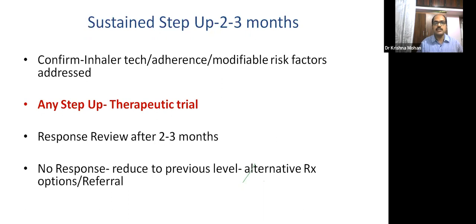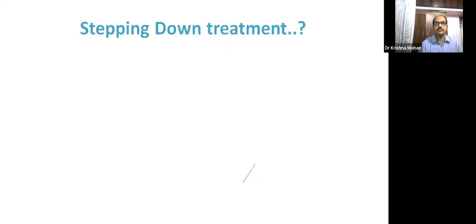And this long step up and all, I have already told. If the patient is not getting adequate response, you can step up the treatment. Whenever you are stepping up, any step up is considered as a therapeutic trial. If the patient is getting adequate response on stepping up, you are making sure that this is a case of asthma itself.